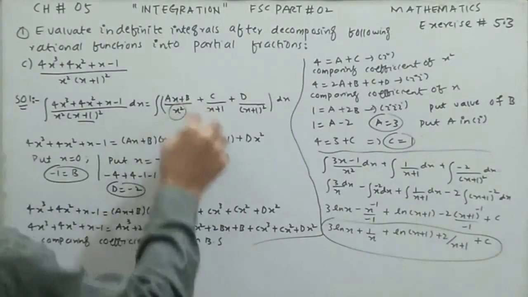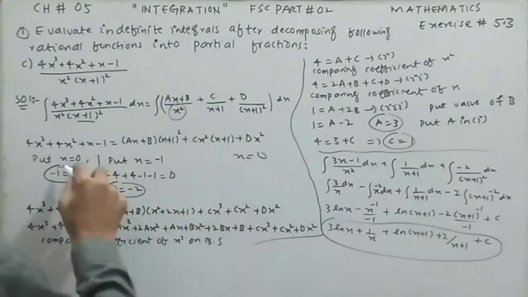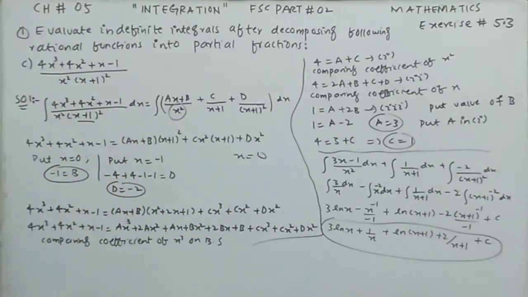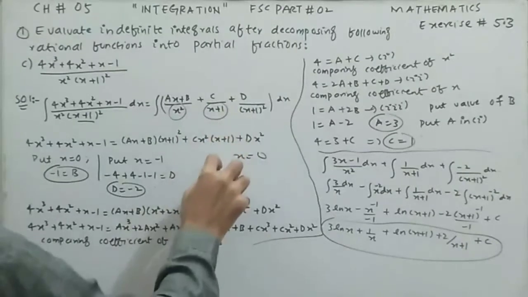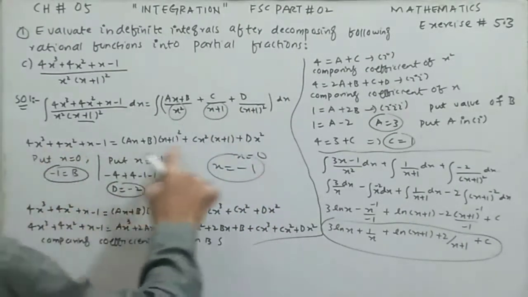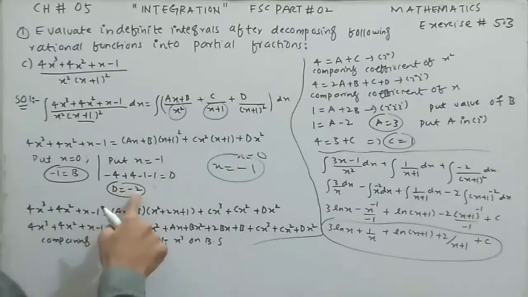Now from over here, I am supposed to take x equal to 0. So by putting x equal to 0 in this equation, we will get the value of b equal to -1. From over here, x plus 1 is equal to 0, so we will get x equal to -1. By putting x equal to -1 in this equation, we will get the value of d equal to -2.